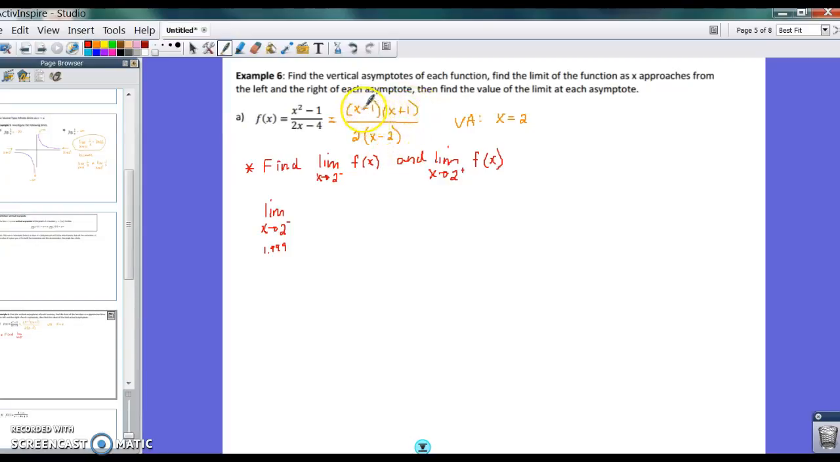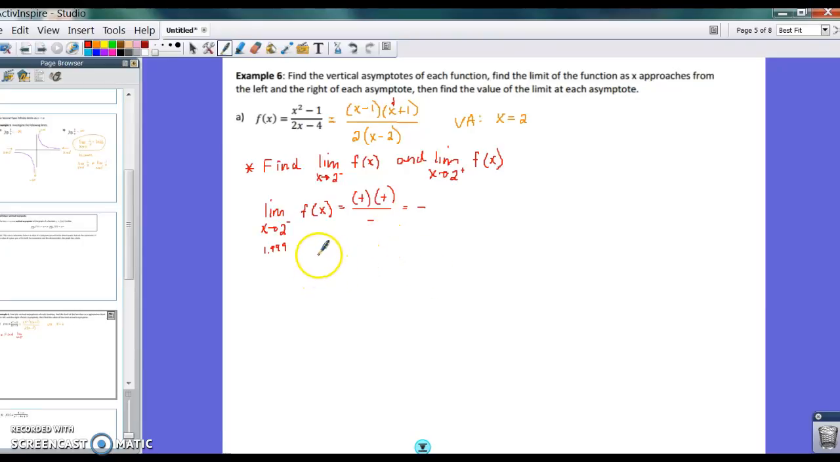Okay, so 1.999 minus 1, that's going to be a positive number. So that's going to give me a positive number. And then if I plug it in here, that's also going to give me a positive number. And if I plug it into the denominator, that's going to give me a negative number. So a positive divided by a negative would give me a negative.